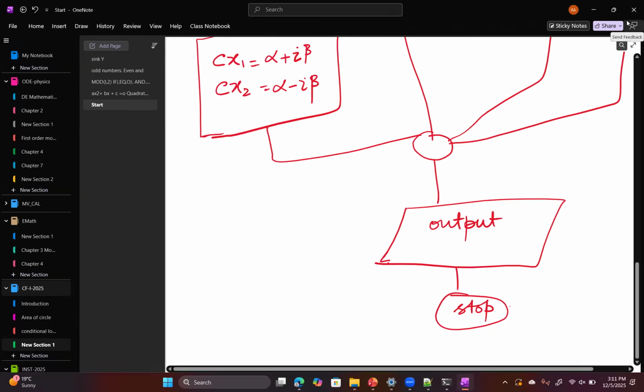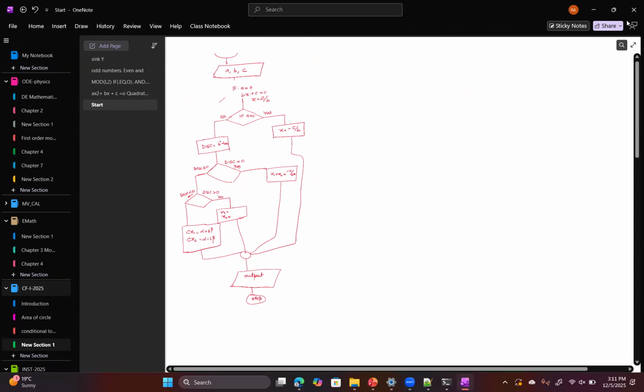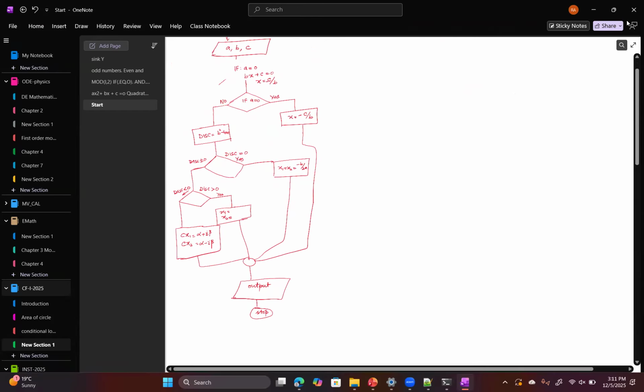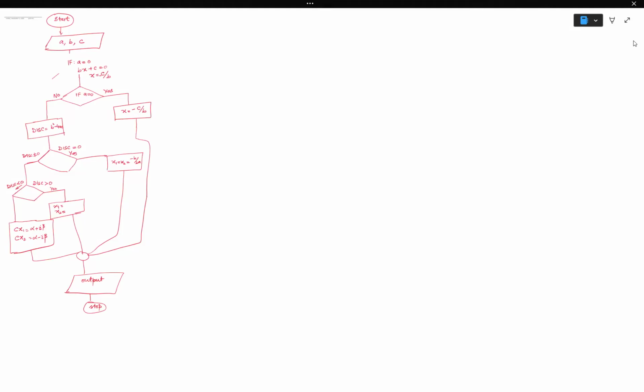So that's the whole algorithm, right? Starting from the values. Okay. Yeah. So I hope we have discussed everything over here. Start and ABC. If A is 0, then we don't need to go for the quadratic equation. So we will directly get to the end, right? And if A is not equal to 0, then we will go for the calculation of the discriminant.